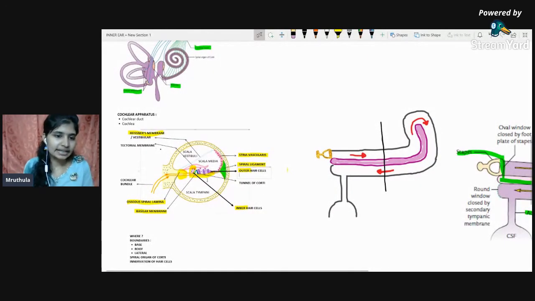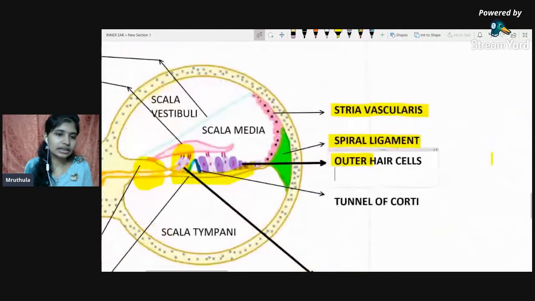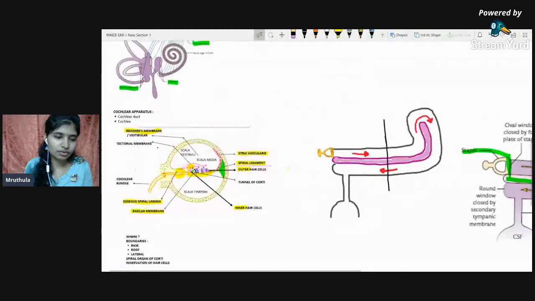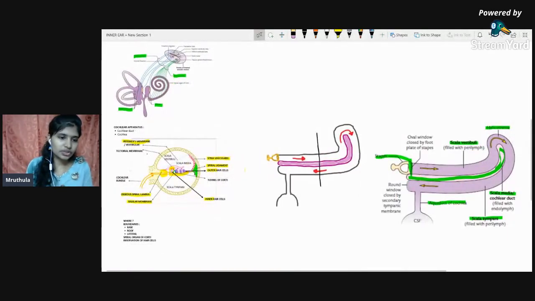Actually, the entire thing that we saw within the cochlear duct is called the organ of Corti, and that's the fundamental part of the inner ear which converts sound waves into impulses.